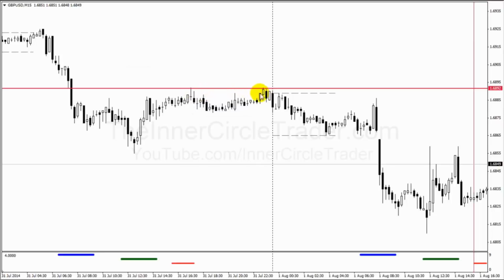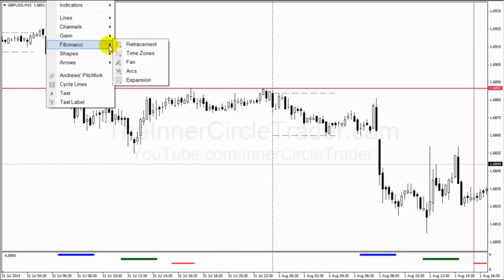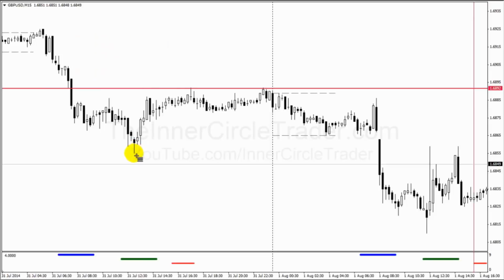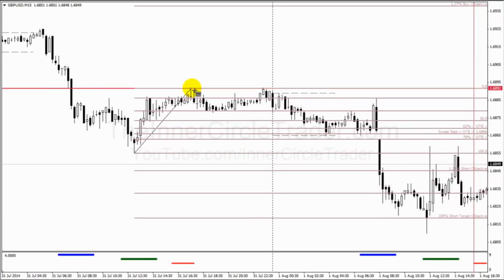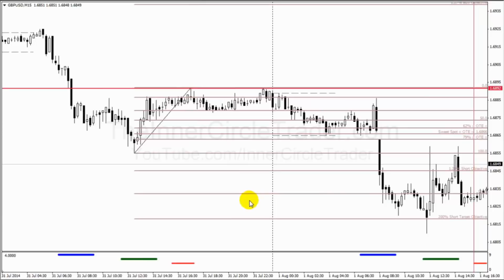You see this? They're pretty much equal. So we're going to use a fib. We're going to take the low up to the high, and that's where we're dropping. You see that? When we're looking for lower prices, we expect this swing to be a measurable move.